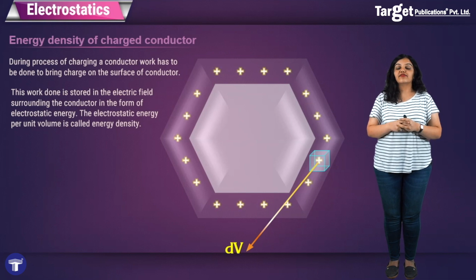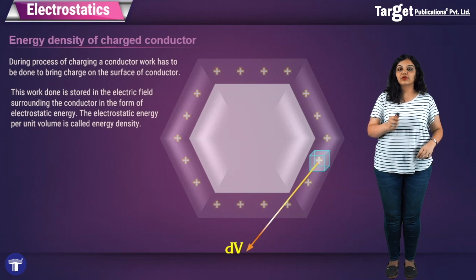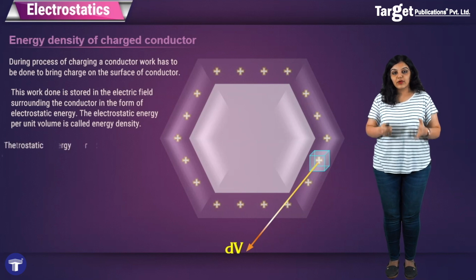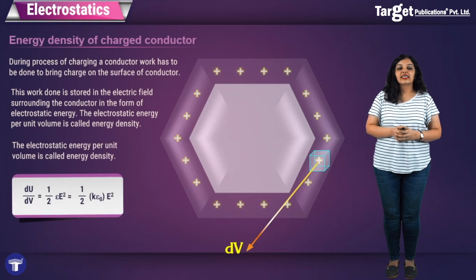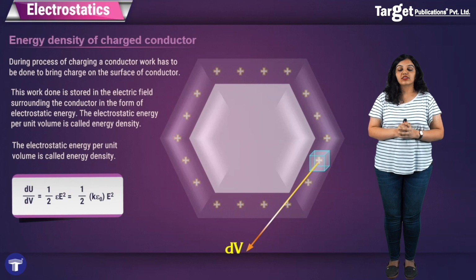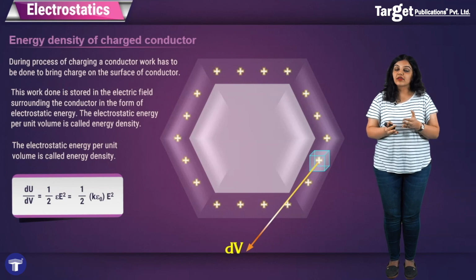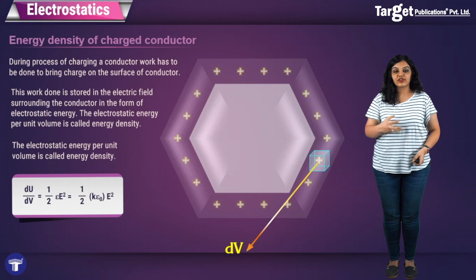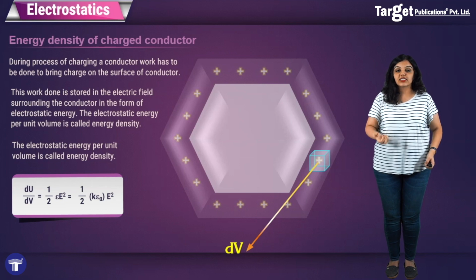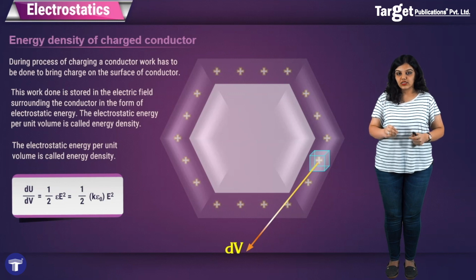surrounding the conductor in the form of electrostatic energy, and this electrostatic energy per unit volume is known as the energy density. And the formula for the energy density, which is nothing but the electrostatic energy per unit volume, is given by half epsilon E square, where epsilon is the permittivity of the medium, and that can be written as K into epsilon naught, where K is the dielectric constant. So in general, I will say that the energy density of the electric field of a charged conductor is half K epsilon naught E square, where K is the dielectric constant of that medium.